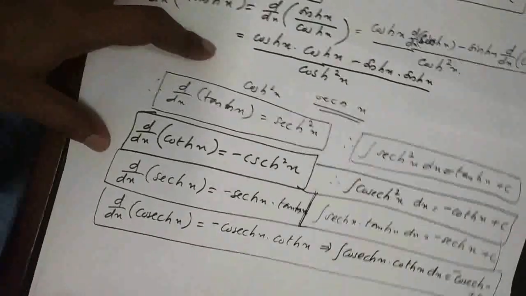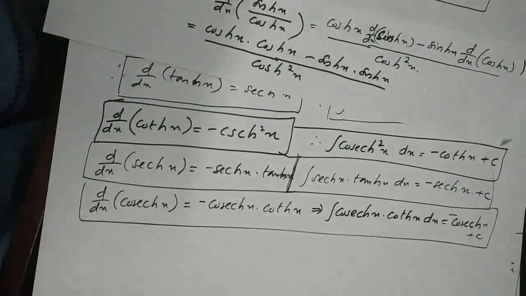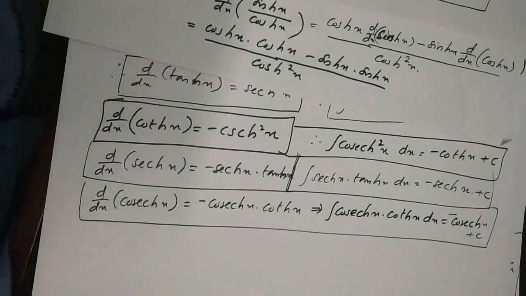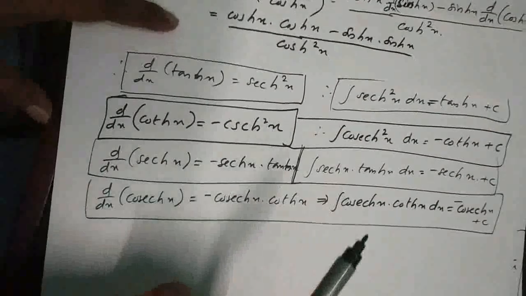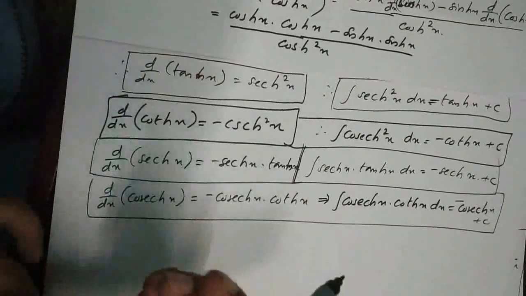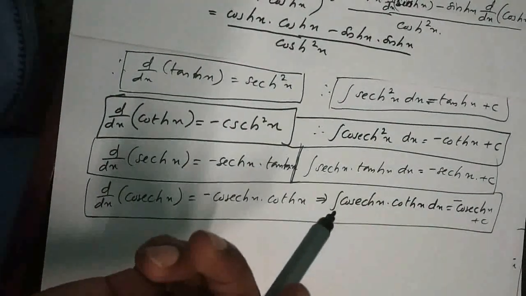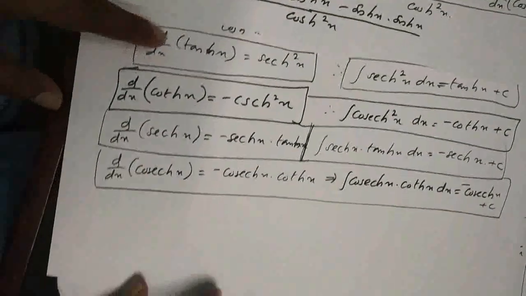So try to prove these identities and this derivative. These three you can try and you will get this answer. Okay. Next we can do some simple problems using these.